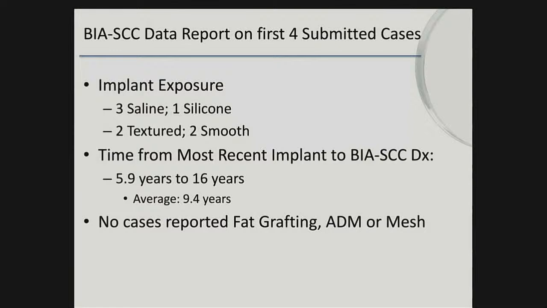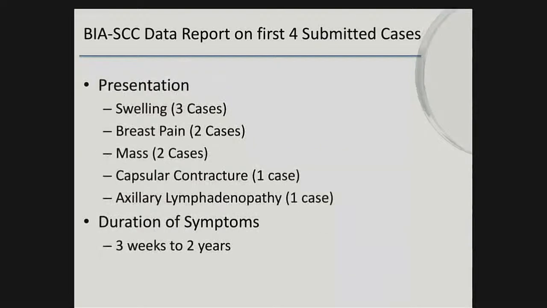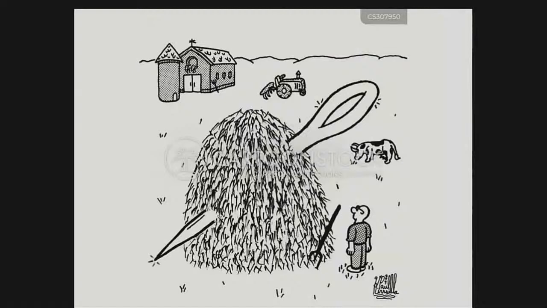No cases reported ancillary fat grafting, ADM, or mesh use. 3 of these cases presented with swelling, 2 with breast pain, 2 with masses, 1 with a capsular contracture, and 1 with axillary lymphadenopathy. The duration of symptoms lasted 3 weeks to 2 years. It seems that with these cases, we are honing in on the needles, if you will, in the haystack.